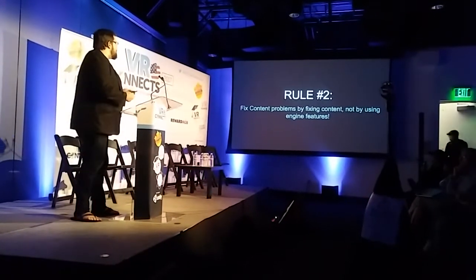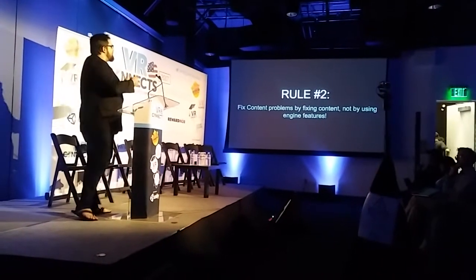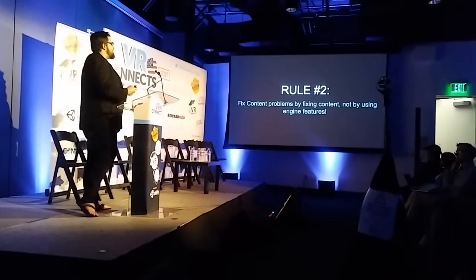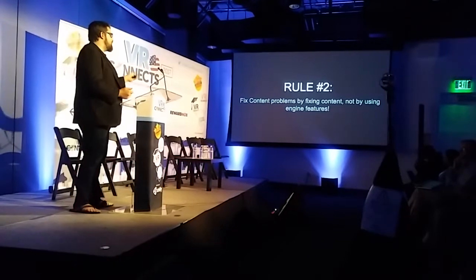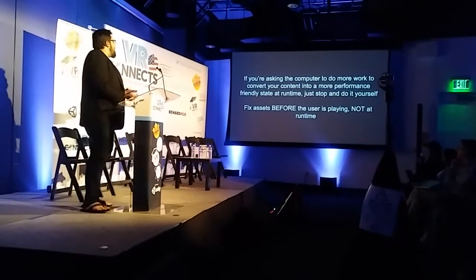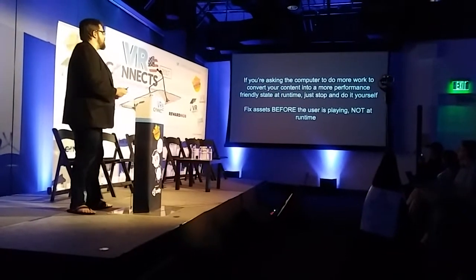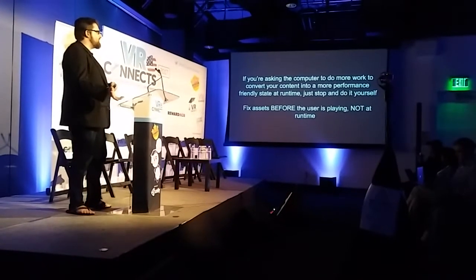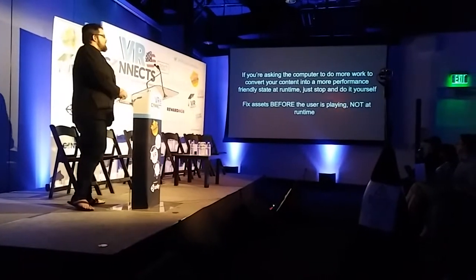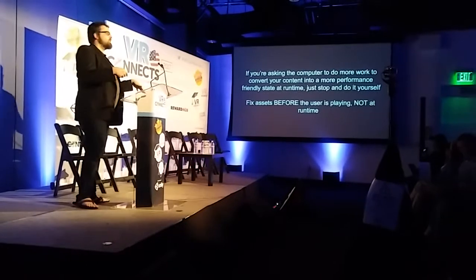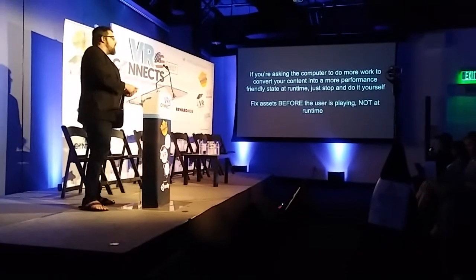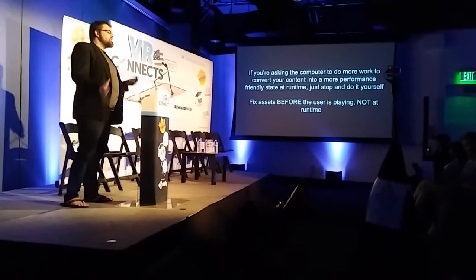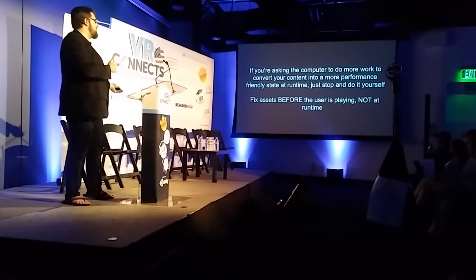Rule number two, fix content problems by fixing the content, not by using engine features. This is extending off of the idea of rule number one. If you're asking your computer to do more work to convert your content into a more performance-friendly state at runtime, just stop and do it yourself. This is basically saying fix your assets on the content creation side, not on the end user runtime side.